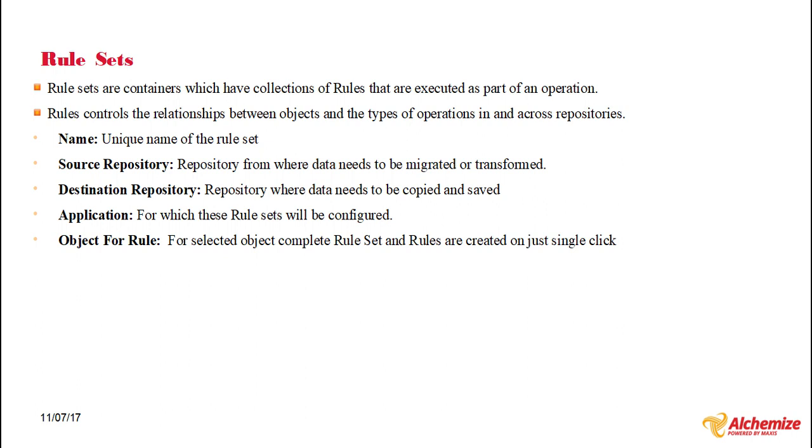Next, you have object for rule. This is the main feature that Alchemize provides in the application. On a single click, it will create a particular hierarchy for a selected object. If you select, it will automatically create the hierarchy of that particular object. Next, you will see how the application is processed.